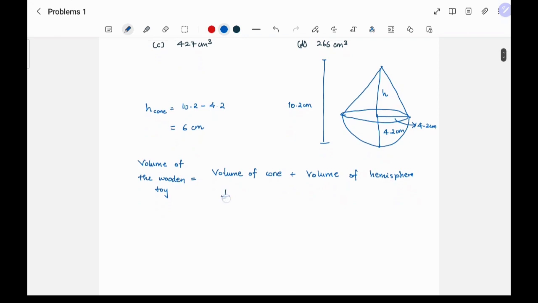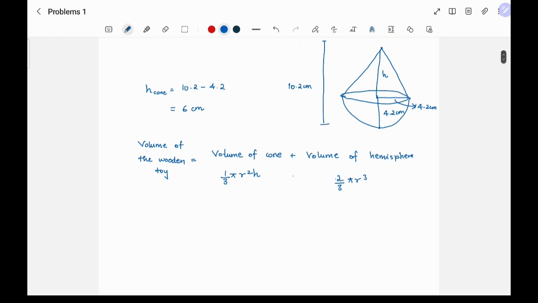So volume of cone is 1 by 3 pi r square h, and volume of sphere is 4 by 3 pi r cube. Hemisphere will be half of it, so it will be 2 by 3 pi r cube. So we have 1 by 3 into pi into r square, where r is 4.2 squared, into h, plus 2 by 3 into pi into r cube, which is 4.2 whole cube. Here the height and r are in centimeters, so we needn't convert between the units.